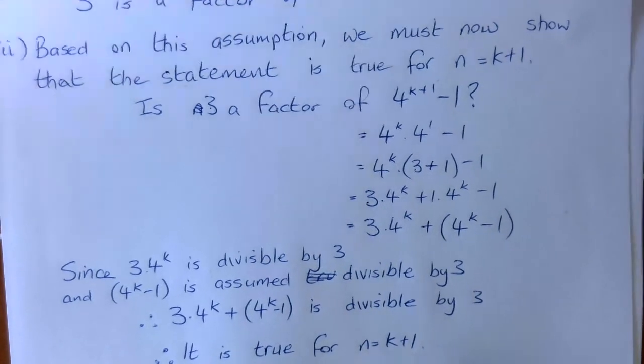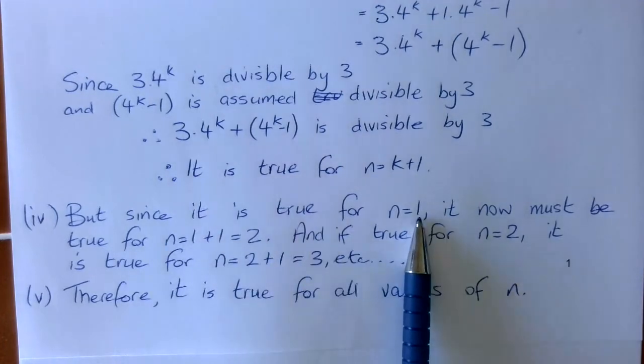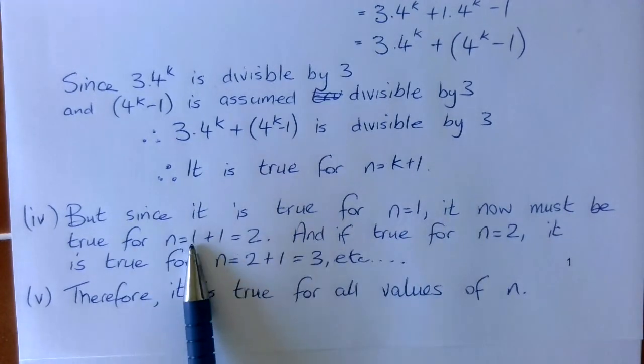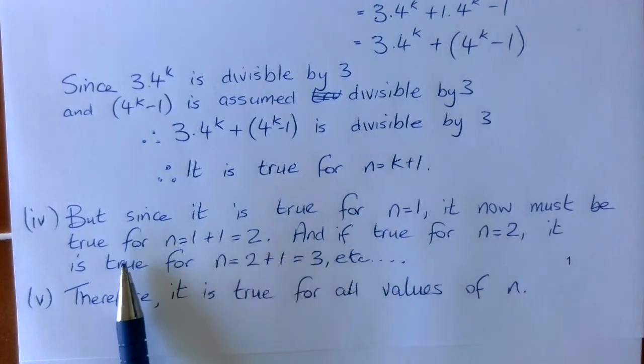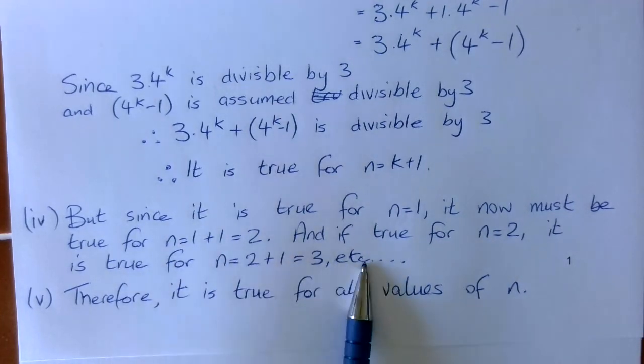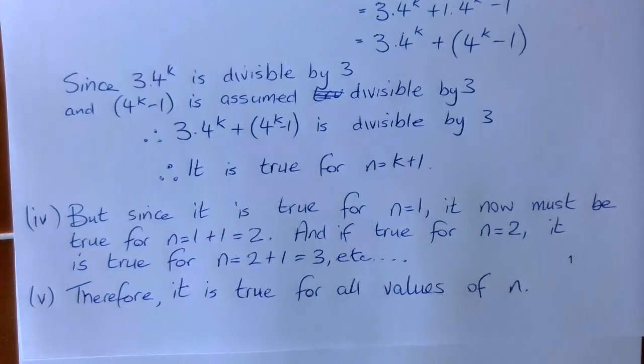So then if it's true for n equal to k plus 1, we look at the rest of our assumption, but since it is true for n equal to 1, it now must be true for n equal to 1 plus 1, which is 2. And if it's true for n equal to 2, it is true for n equal to 2 plus 1, which is 3, etc. So it keeps going forever. And then therefore, it is true for all values of n.